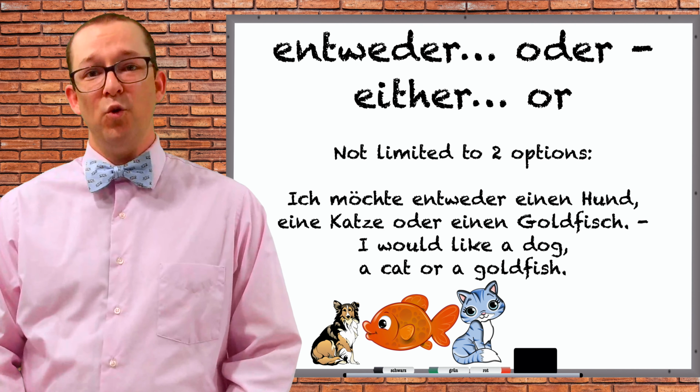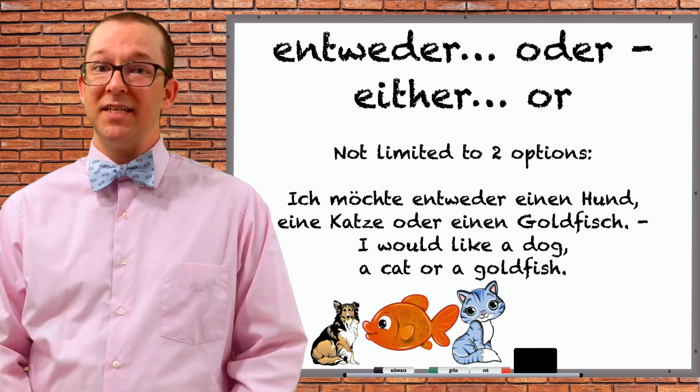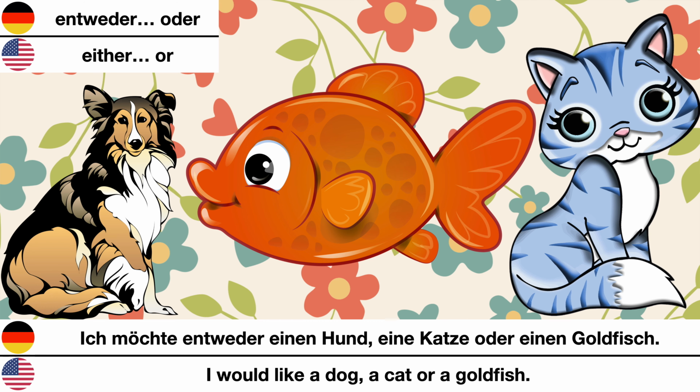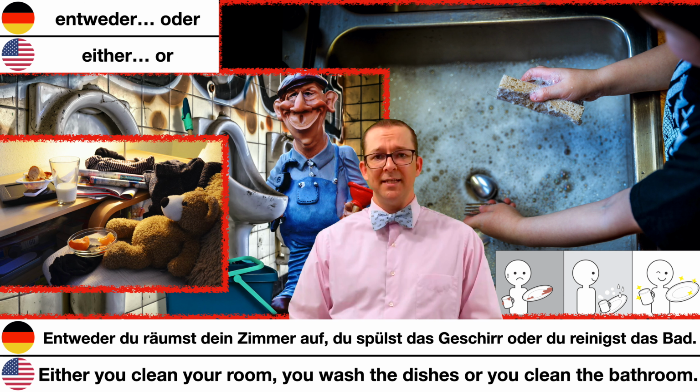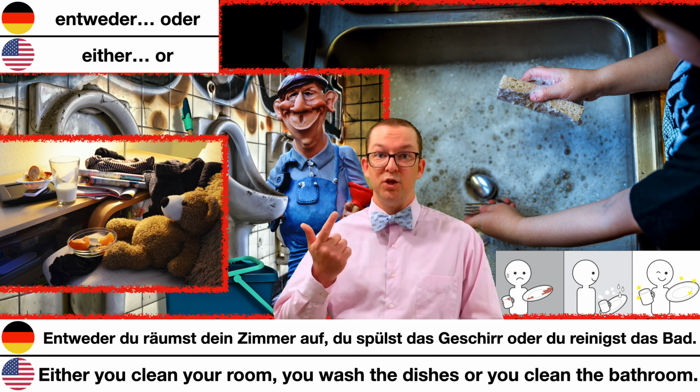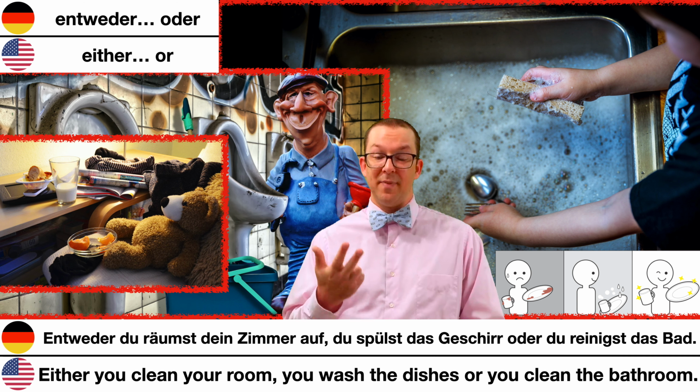You can have more than two options with entweder oder. For example, ich möchte entweder einen Hund, eine Katze oder einen Goldfisch. I would like a dog, a cat, or a goldfish. Entweder du räumst dein Zimmer auf, du spülst das Geschirr oder du reinigst das Bad. Either you clean your room, you wash the dishes, or you clean the bathroom.